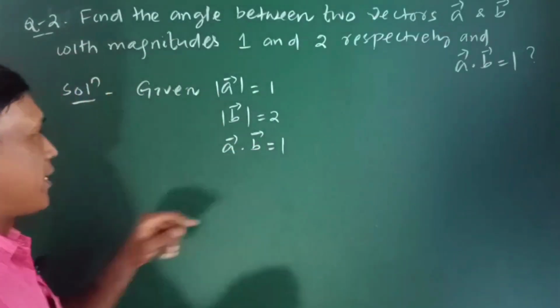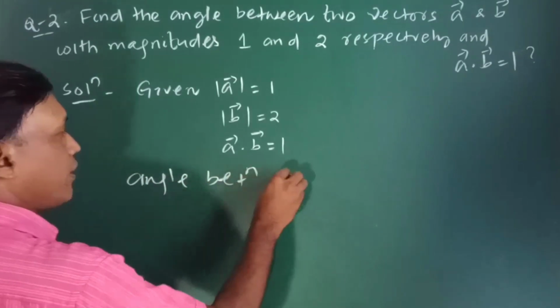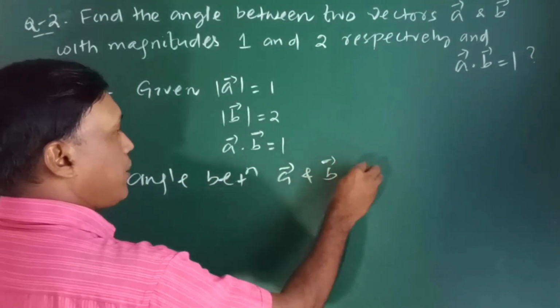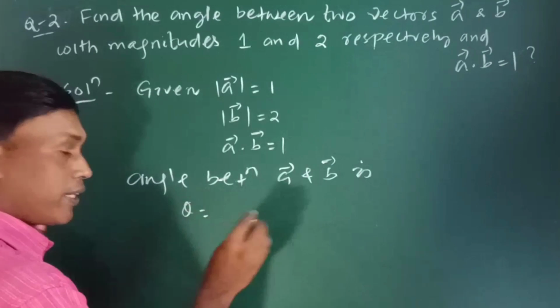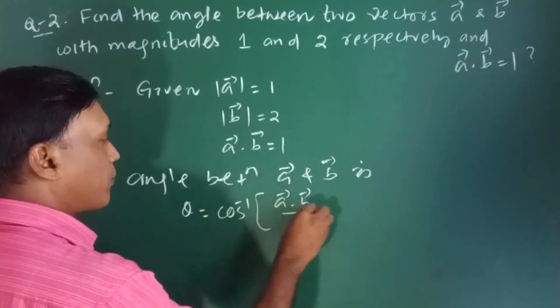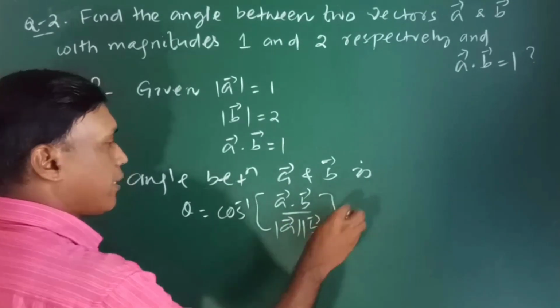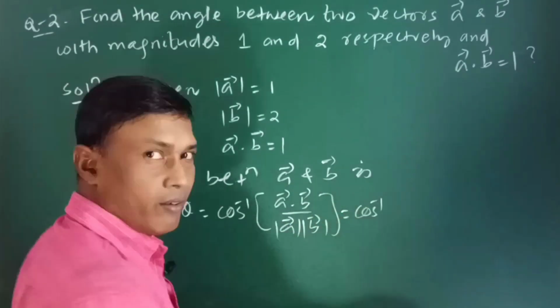Now to find the angle between a vector and b vector, as you know, the formula is cos inverse of a dot b by magnitude of a into magnitude of b, and this is cos inverse.